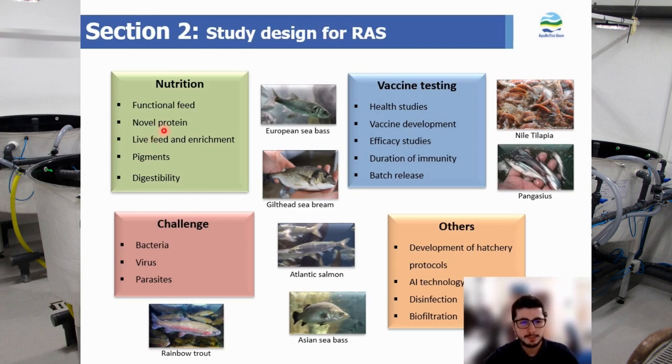Novel proteins. Novel proteins are any type of protein that does not come from the sources that have dominated our diets for generations. For example, insect, seaweed, single cell protein. Live feed and enrichment, generally used in hatcheries, are used to stimulate predation and to provide the full nutrient requirements for fish larvae. For example, artemia, microalgae, rotifers, copepods.